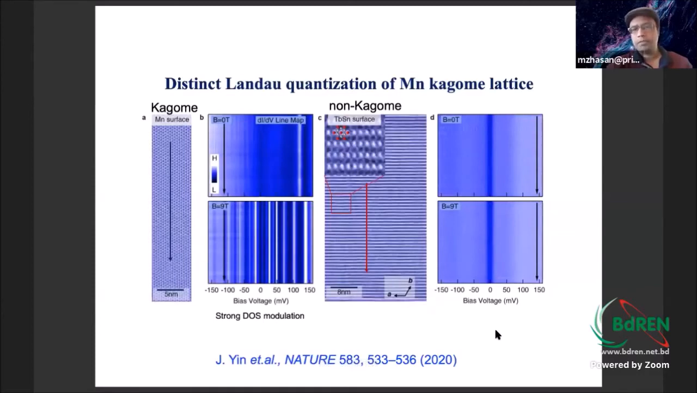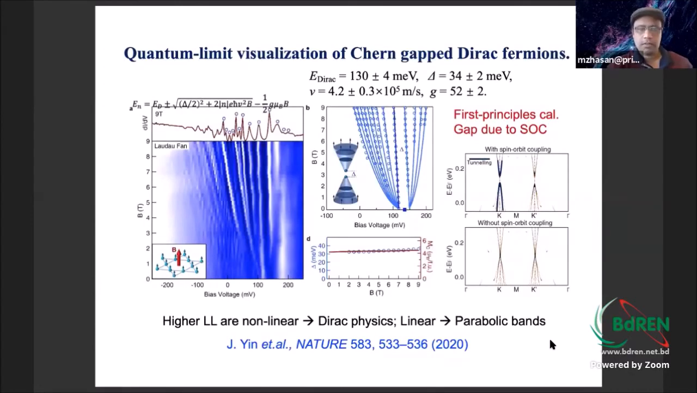So now you apply a magnetic field, you can clearly see the distinct Landau levels, and only on the surface, on the Kagome surface, not on other surfaces, because the sample can cleave in other surfaces. And when you probe the details of the Landau quantization and try to fit, you see that it has a massive Dirac Fermion fit, meaning that this has a Chern gap type fit. The Fermi level is 130 millivolt away from the Dirac point, and it's pinned here, and it's nonlinear. So high Landau levels being nonlinear is a classic signature of Dirac physics.